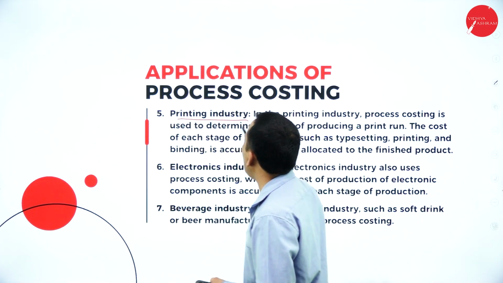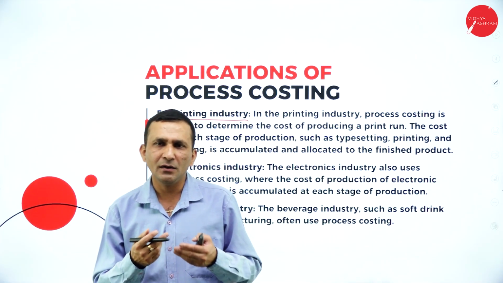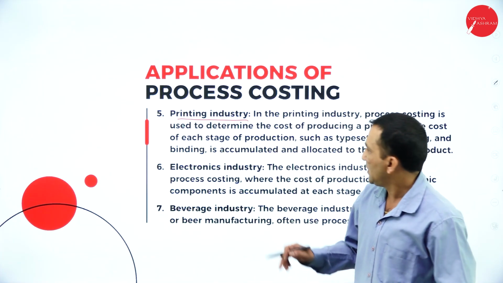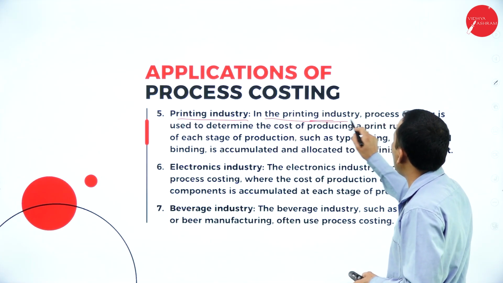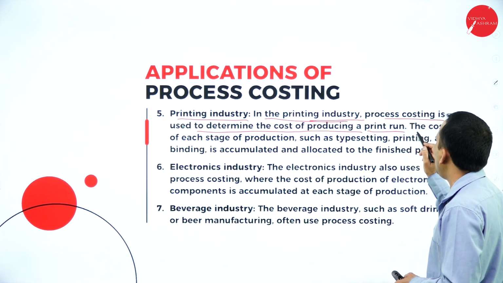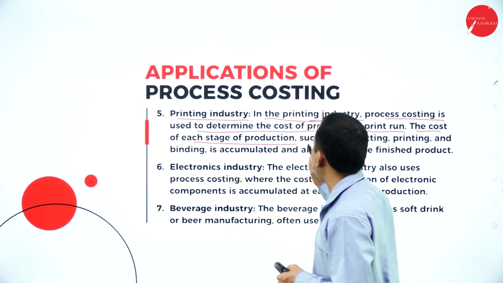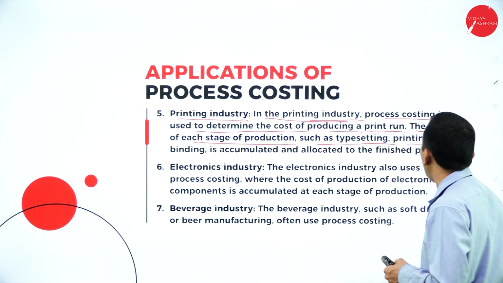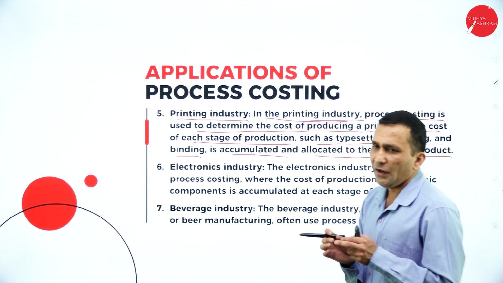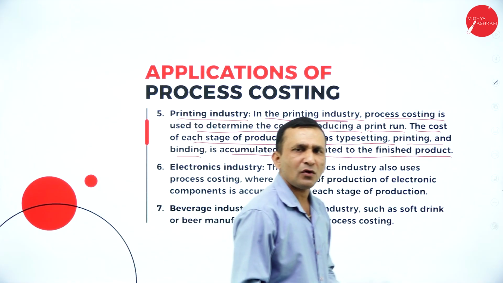Next, moving to the printing industry, which also uses a process. They want to go for designing and setting the paper, and then you have to frame the plates, everything in the paper printing industry. Process costing is used to determine the cost of producing a print run. The cost of each stage of production, such as typesetting, printing, and binding, is accumulated and allocated to the finished product. In the final book you are purchasing, a lot of processes are involved, right?